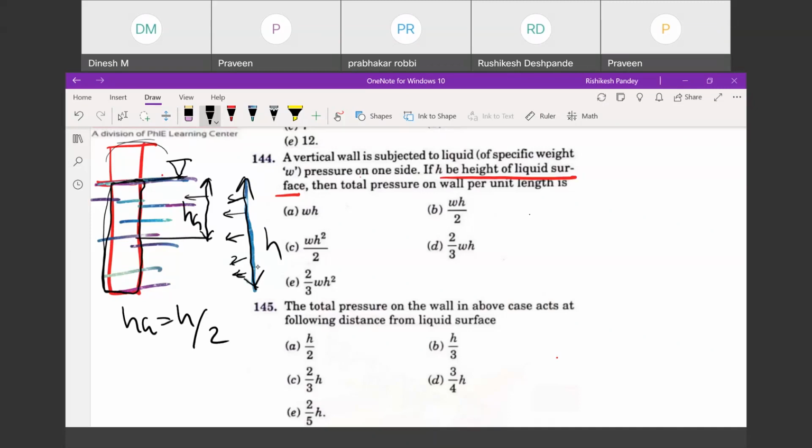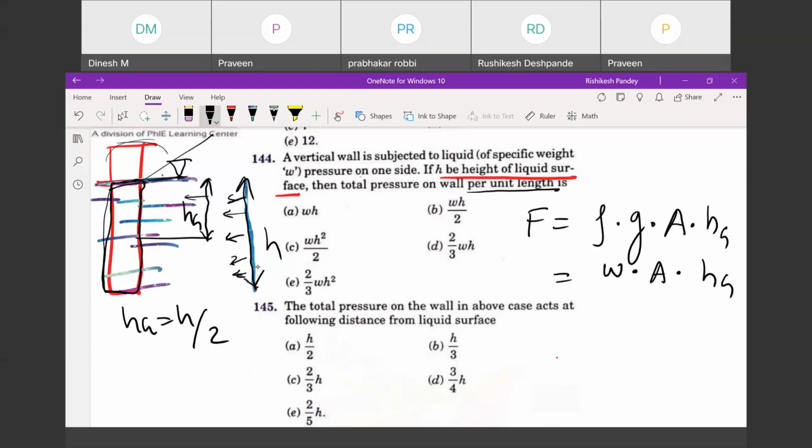Now your force will be what? Density multiplied by g multiplied by area multiplied by Hg. Now rho into g is W. Then multiplied by area and then multiplied by Hg. Now, the area is this projected area. Let's say it is given per unit length, so you can take unit length. And this height is the projected area. This area is what? Height is h.